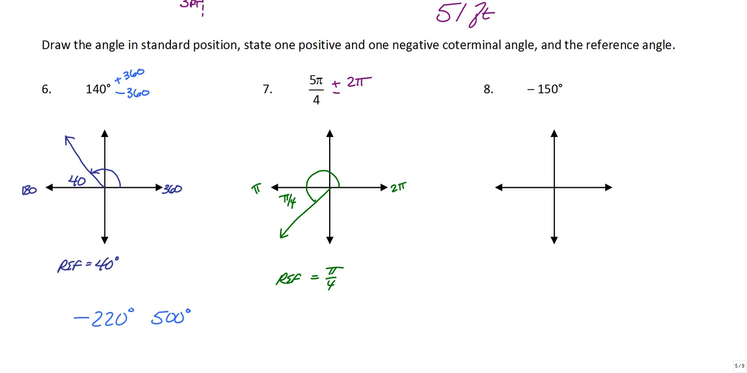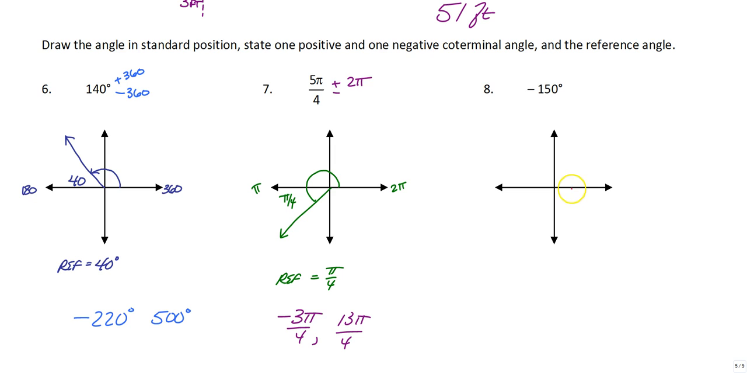So if we do 5 pi over 4 minus 2 pi, you'll have a negative 3 pi over 4 coterminal angle. And if we were to do 5 pi over 4 plus 2 pi, we would end up at 13 pi over 4 coterminal angle. So again, same concept, you just have to make sure you're in radians.